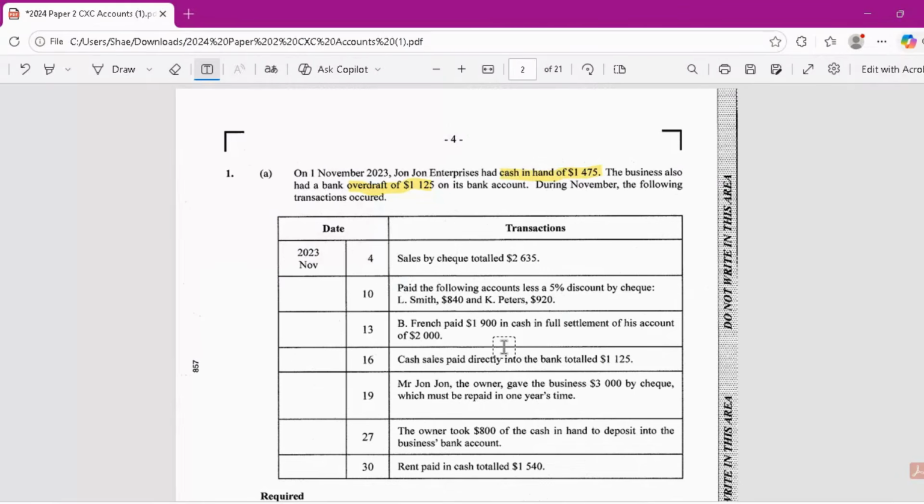However, it states that there was a full settlement of his account, which simply means that there has to be a discount. So to find out the discount, you're going to less the smaller amount which he paid from the larger amount which he should have paid, and that's going to give you $100. So here, B French got a $100 discount from us. So we're going to record that.